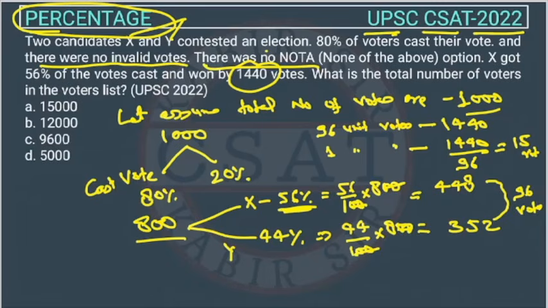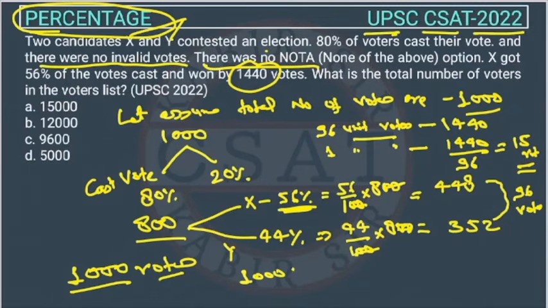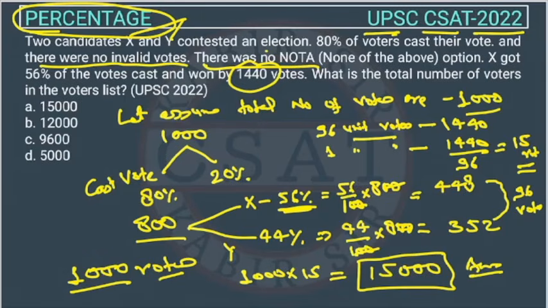So 1 unit of vote we consider is equal to 15 votes. So how many votes did we consider initially? We considered 1000 votes, but we know that 1 unit is equal to 15 votes, right? So total will be 15,000. So the answer is option A. So this is the answer, right? The answer of this question is option A, right?